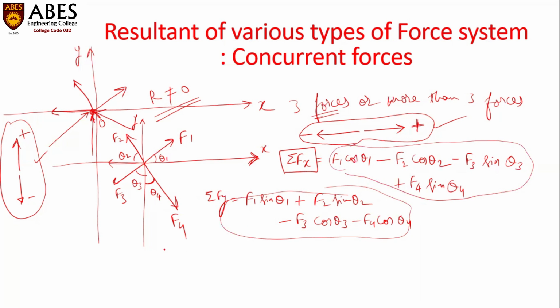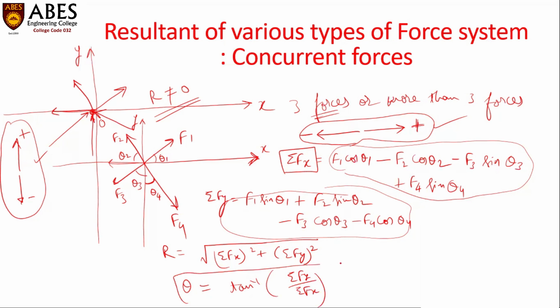In the last, the resultant is calculated using this formula: under root sigma Fx square plus sigma Fy square. This gives you the value of the resultant. And the inclination, meaning the direction of the resultant, is found using this formula: theta is equal to tan inverse sigma Fy on sigma Fx. Using these two formulas, we can find the resultant magnitude and direction.